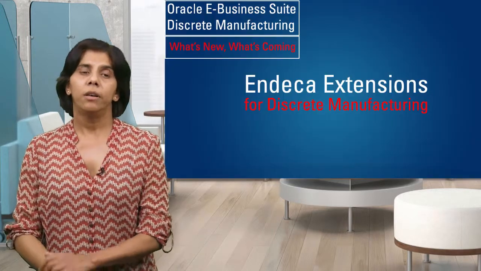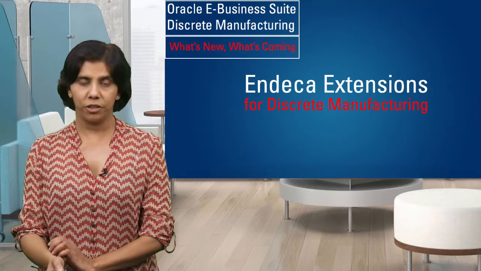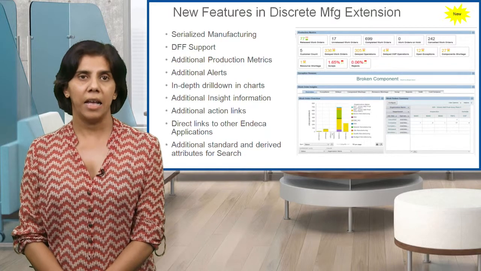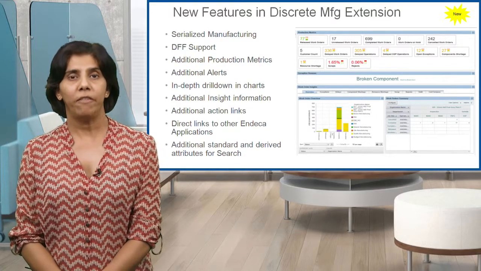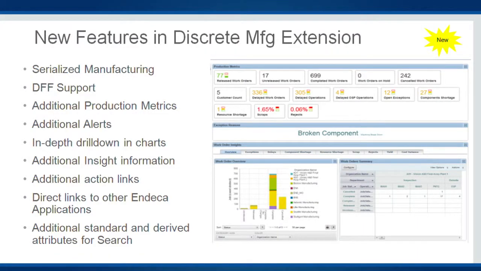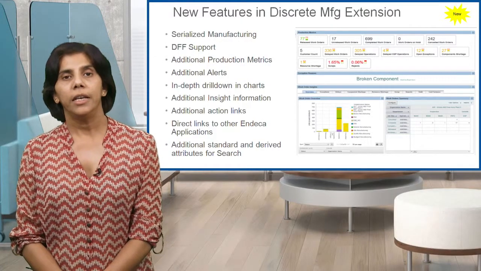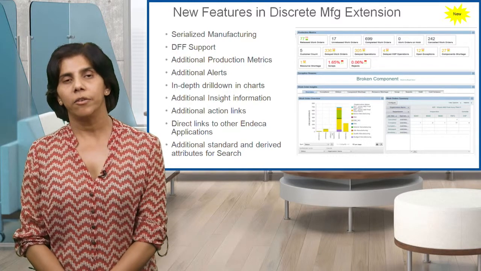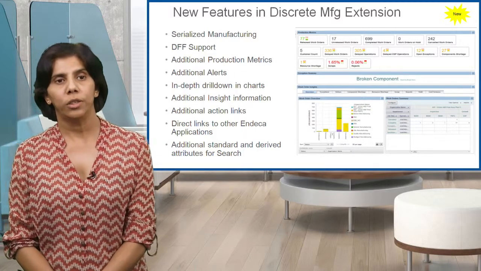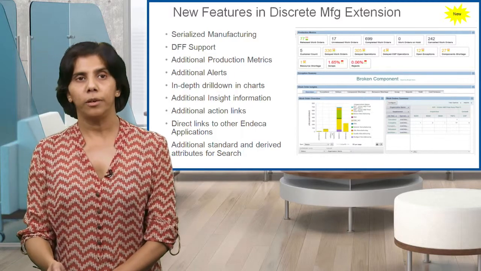So let me start with the first, the Endeca extensions for discrete manufacturing. With this new release, we have significantly enhanced the capabilities of discrete manufacturing Endeca extensions. We have introduced features like support for serialized manufacturing, discrete flex field support. We have added a lot more production metrics and alerts, several new charts and drill downs. So this application is intended for our discrete work in process users and manufacturing execution system users. Lot more rich capabilities in the product.